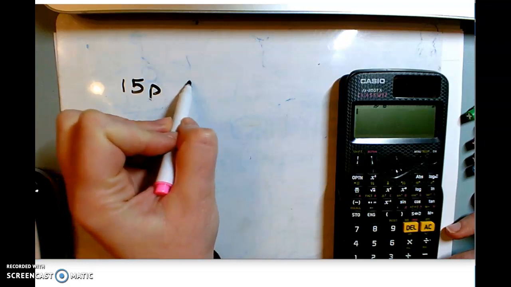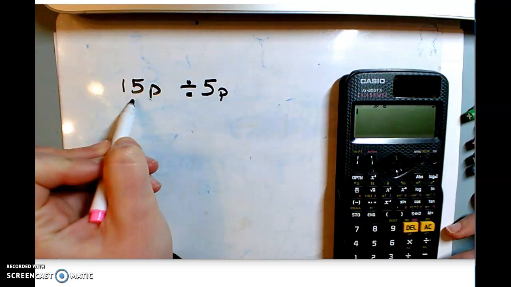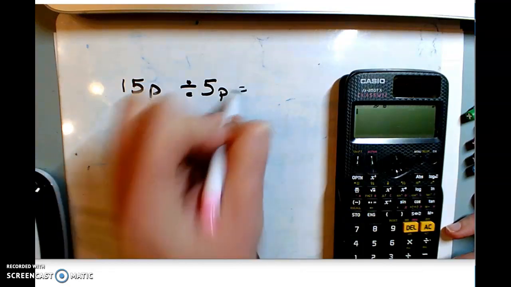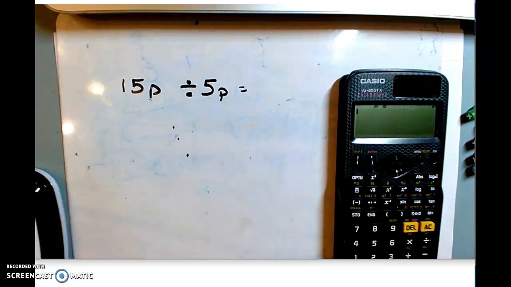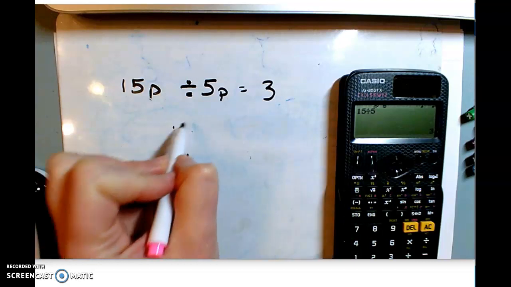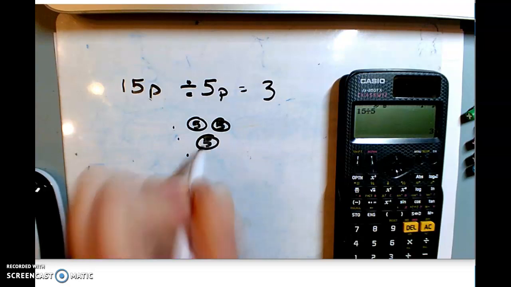So if I want to know how many 5p coins I have, what I'm looking for is how many 5s are in 15. So I want to count 5, 10, 15, so there's 3 of them, or you can do 15 divided by 5, and you'll get 3. So I need 3 5p coins to make 15p.